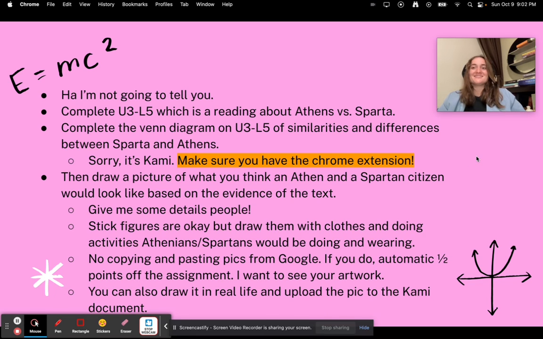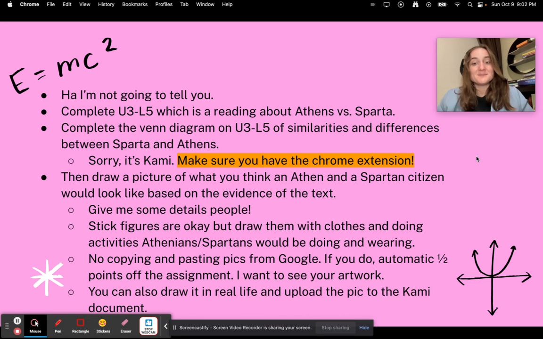Also, with this assignment, we've been doing a lot of writing. I want to see your pictures. Yes, I want to see your artistic styles. You are going to draw me a picture of two people, one an Athenian and one a Spartan, and what you think they would look like based on the evidence of the text you just read. Here's the deal. You have to give me some detail. No little stick figures. You can do stick figures, that's cool, but make sure you put some clothes on them and they're doing activities that Athenians or Spartans would be doing or wearing.